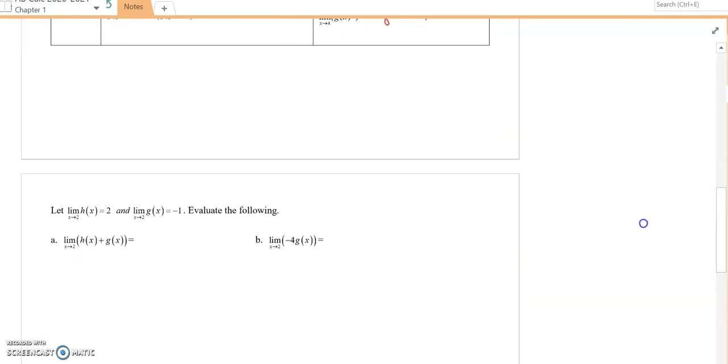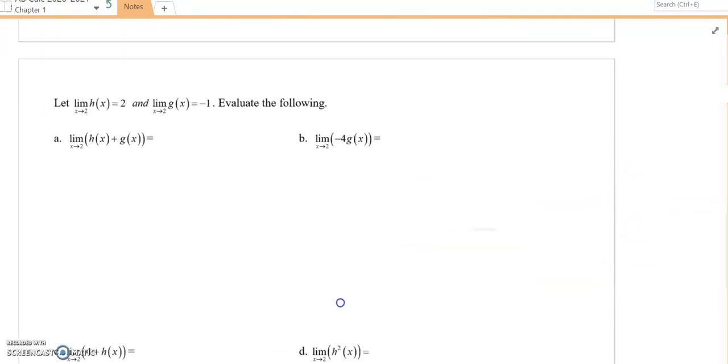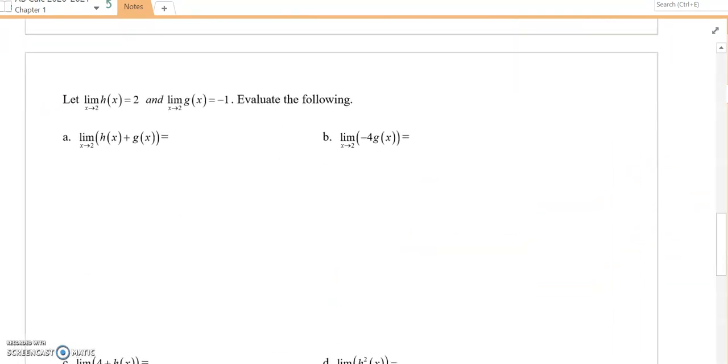As we go on, we are going to end up with problems like this, and we're going to evaluate each of these using this information here. But one thing that we really need to talk about is, what is the limit of a constant? So if I say the limit as x approaches 2 of 8, let's first think about that.